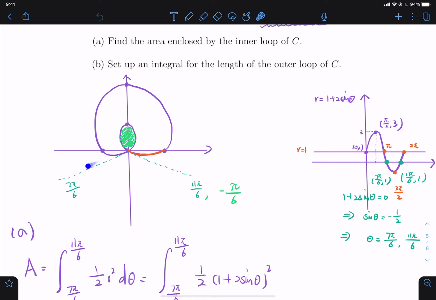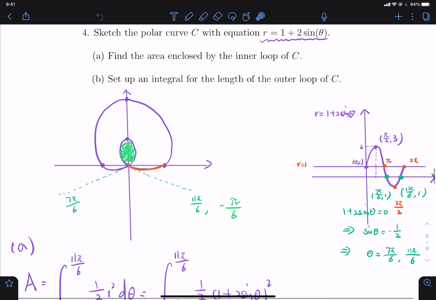We give these 2 angles here first. That is theta equal to 7 pi over 6, and then this is 11 pi over 6. Okay, and then we start at here, 0, right? At the place theta equals 0, you're going to have distance 1. So this is your starting point right here.